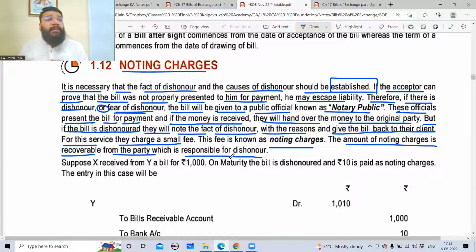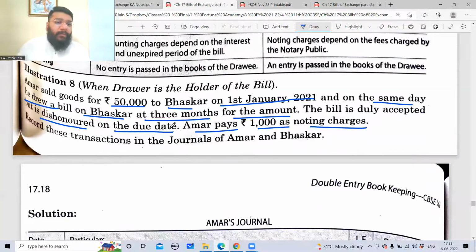The person bearing the expense and the person making the payment will be different persons. So how do we recover the money and how does the accounting go here? That is what we're going to understand. The amount of notary charges is recoverable from the party who is responsible for dishonor. Clear with this point? Now let's come back to our question.